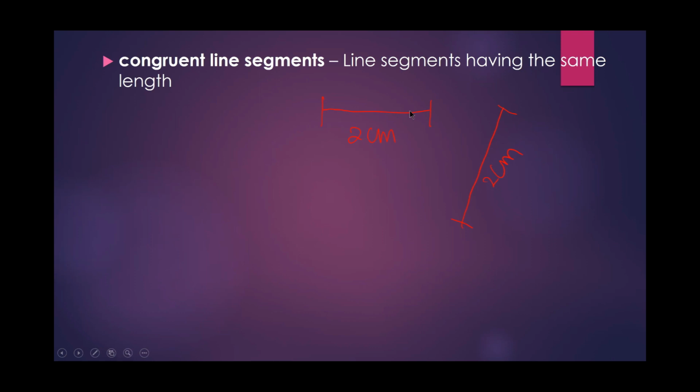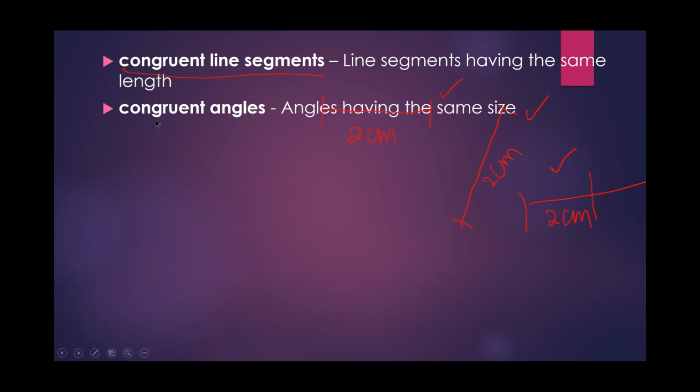Remember, line segments having the same length are congruent line segments. I can also draw a longer line like this, but part of it is 2 centimeters. So this is also considered congruent line segments, these 3. Next one, congruent angles. Angles having the same size are considered congruent angles. For example, the easiest one, 90 degrees. When I draw it this way, 90 degrees, as long as they have the same size, they will be considered congruent angles.